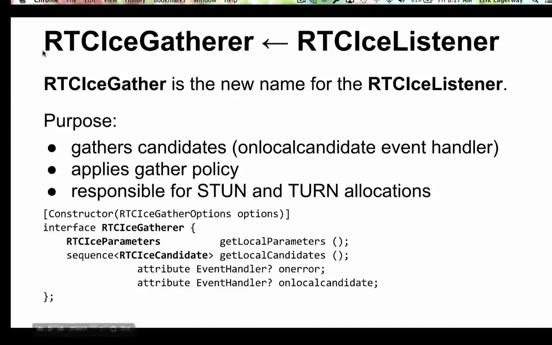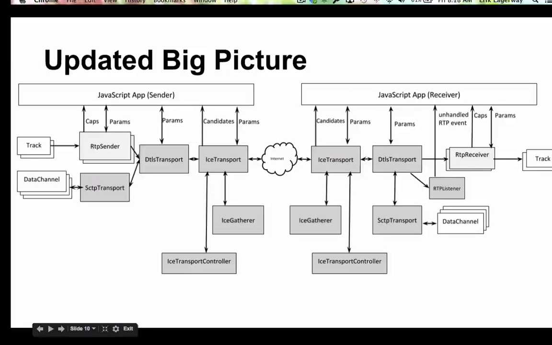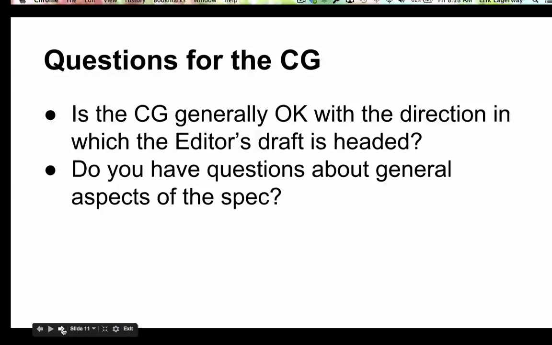Next slide, so we can see the new big picture. Okay, there's the new big picture. Nothing has changed except that instead of IceListener, it now says IceGatherer underneath the Ice Transport. So basically the same thing. It's a no-op operation. Next slide. So those are the changes we did since last time.